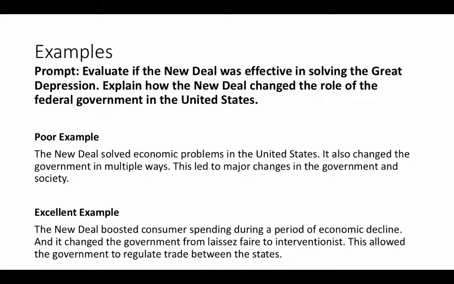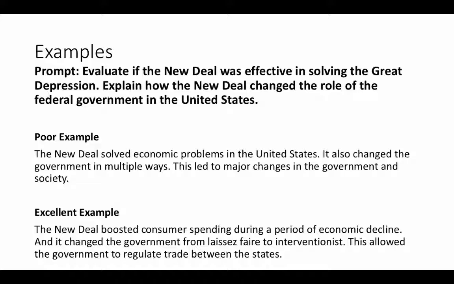So here would be, in my mind, a poor example of where they would not get a point. New Deal solved economic problems in the United States. It also changed the government in multiple ways. This led to major changes in the government and society. So the first major problem here is extremely vague. Okay, it solved economic problems. How? What's your reason for making this argument? Changed the government in multiple ways. That pretty much is just a restatement of the prompt. And then last up, this led to major changes in the government and society is sort of a repetition of that second sentence, which is a repetition of the prompt.